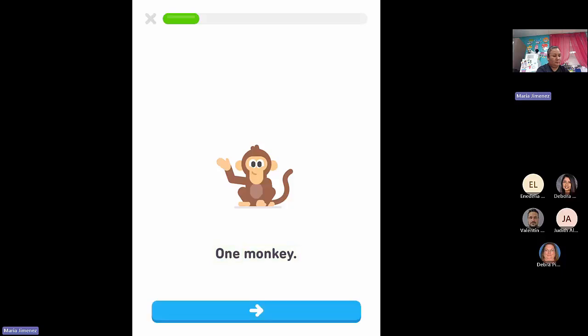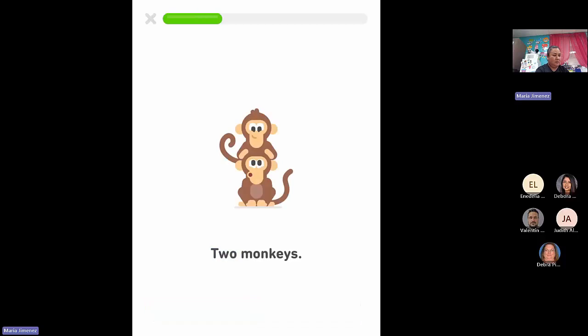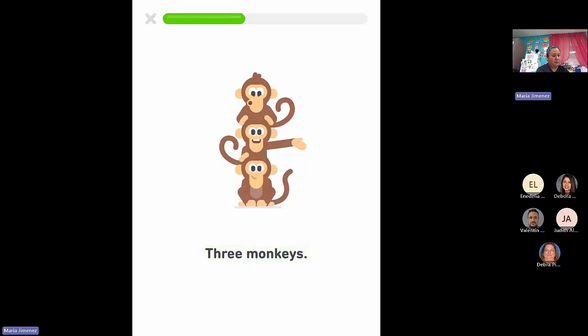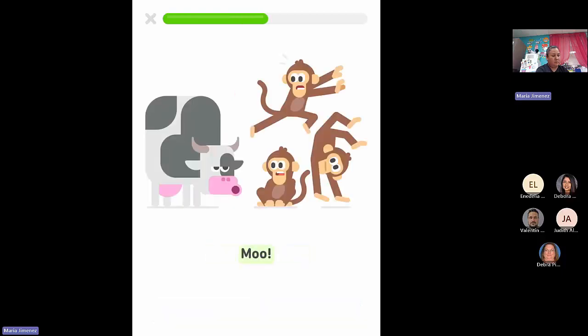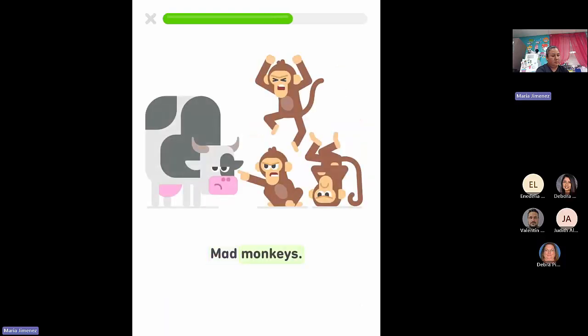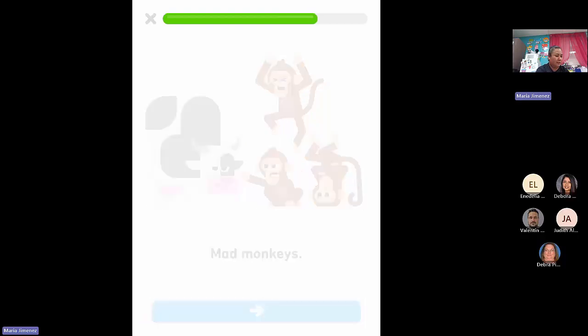One monkey. And they have the 1. So it's helping them with counting. Two monkeys. Three monkeys. Mad monkeys. And then you could talk about why are they going to get mad, right? Try to question them as you're going through it. And you could do it in a small group with them or individually depending on your students.